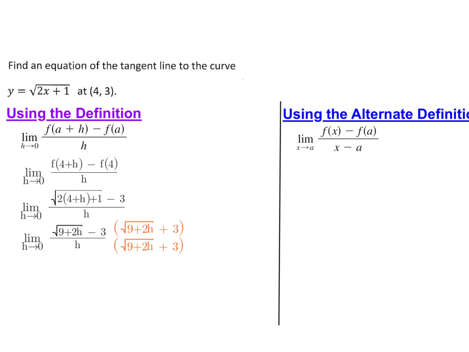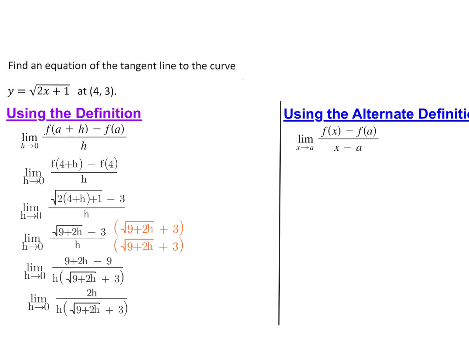Well, a squared is just, when I multiply these together, the square roots just go away. And the 3 times 3 just gives me 9, and then a negative times a positive is a negative. Square roots went away, 3 times 3. Now I've got 9 minus 9. And so I'm down to this. And as we've talked about before, the h's can cancel, which is good, because now this is no longer 0 over 0. Okay? So I've got 2 over the square root of 9 plus 2h plus 3.